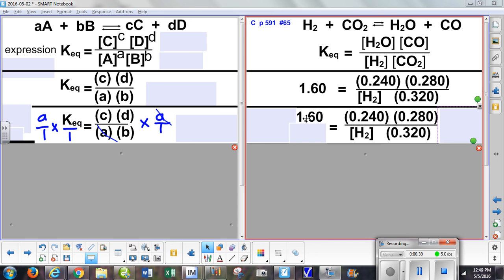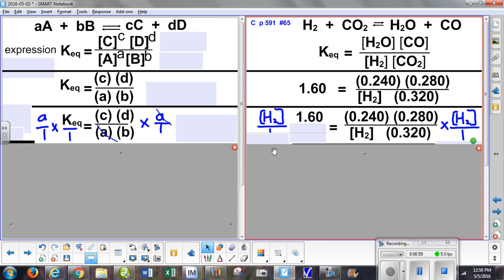And what we have is 1.60 on the left side. What I did is copy this particular frame up here, just copied it straight down. Now we're going to multiply both sides by the concentration of H2, which is the same as what I did over here. So concentration of H2, I'm putting this over 1, which is why I slipped it up a little.